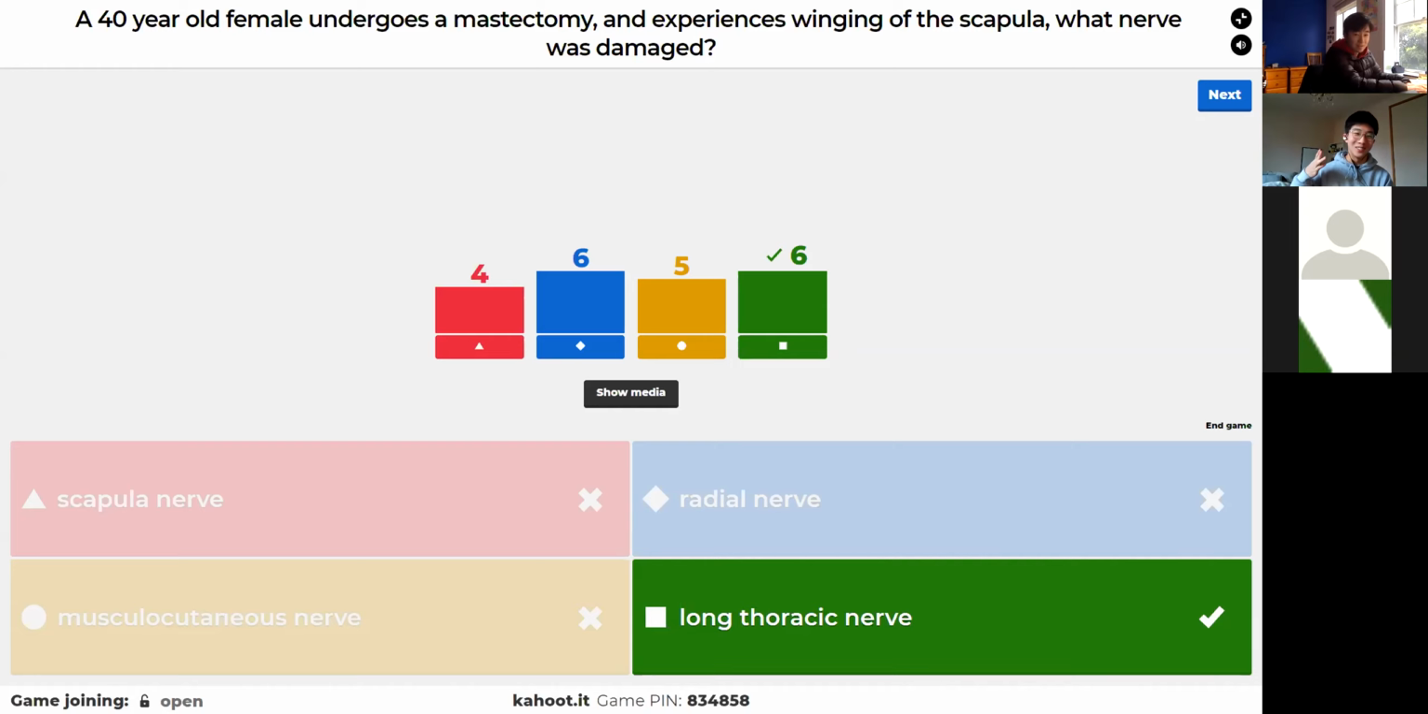It functions to. Sorry, there's a truck outside. It functions to pull your scapula against your rib wall. So if you damage the nerve, your scapula is kind of going to swing out. And that's called winging of the scapula. Typically damaged during like a mastectomy or a knife to the chest, I think. So long thoracic nerve and winging of the scapula is something that you should really be trying to pair together. And that's a really buzzwordy question that they'll probably ask you in one of your PACA quizzes next week.